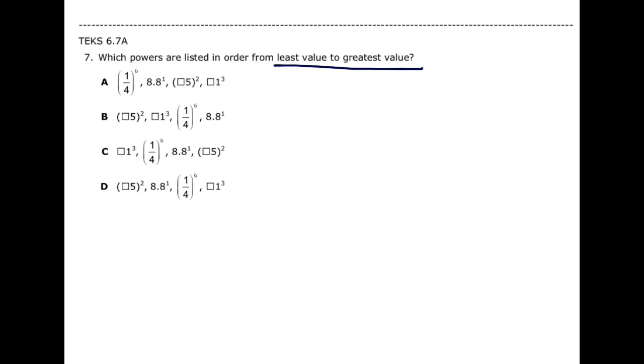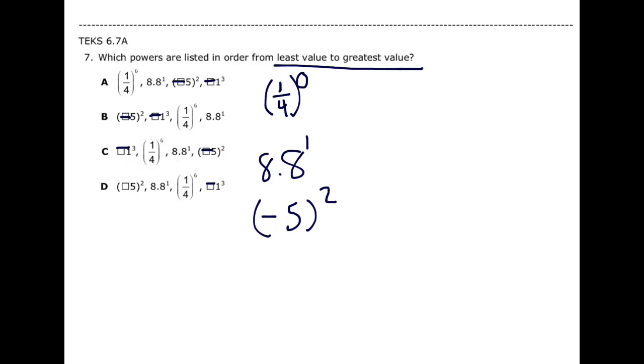Now, wherever you see this box in front of the 5, that means it's a negative 5, so I'll put negative 5 in there. And then for 1, it's negative 1 as well, so I'm just going to put negative in front of the 1. So it looks like the 4 different powers that I have are 1/4 to the 0 power, 8 8/10 to the first power, negative 5 to the second power, and negative 1 to the third power.